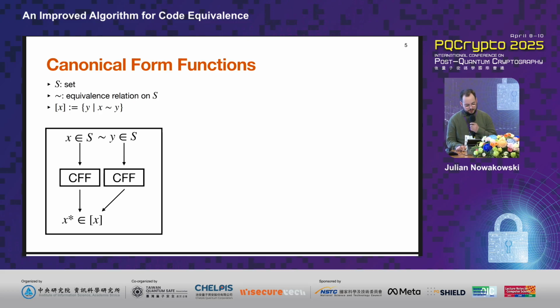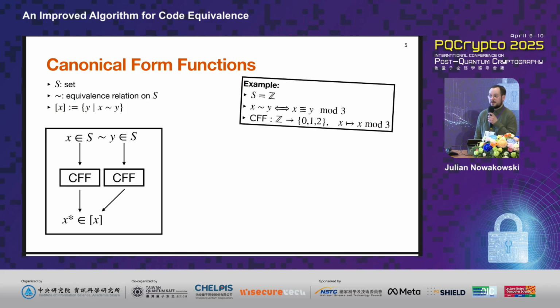A canonical form function is an algorithm that has to satisfy two properties. So the first is, if I take some element x coming from our set S and put it into my canonical form function, then I want the canonical form function to output some x star, which lies in the same equivalence class as x. And the other property is, if I take another element y that is equivalent to x, then I want the canonical form function to output the exact same element from the equivalence class, so the exact same x star. So in other words, what we want is that this canonical form function basically computes a canonical representative of the equivalence class.